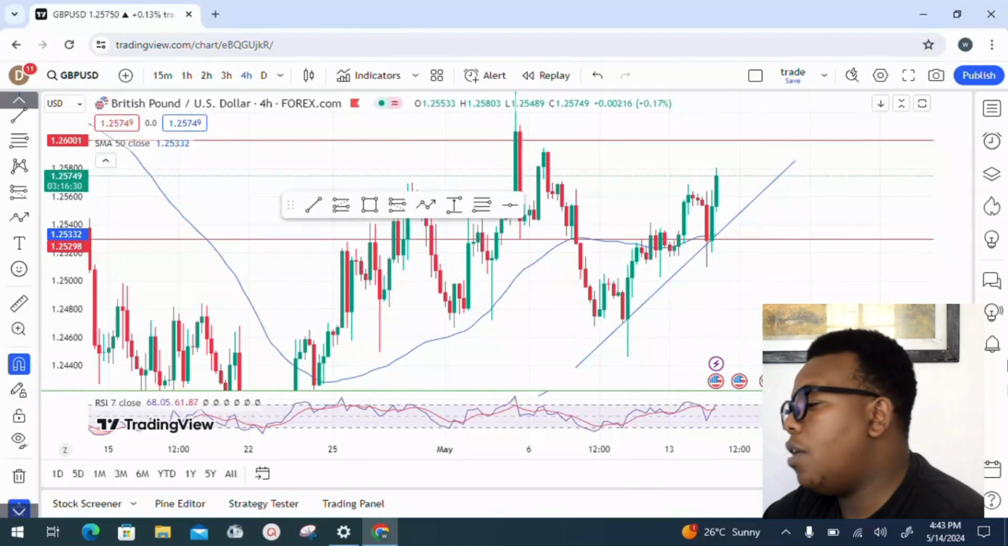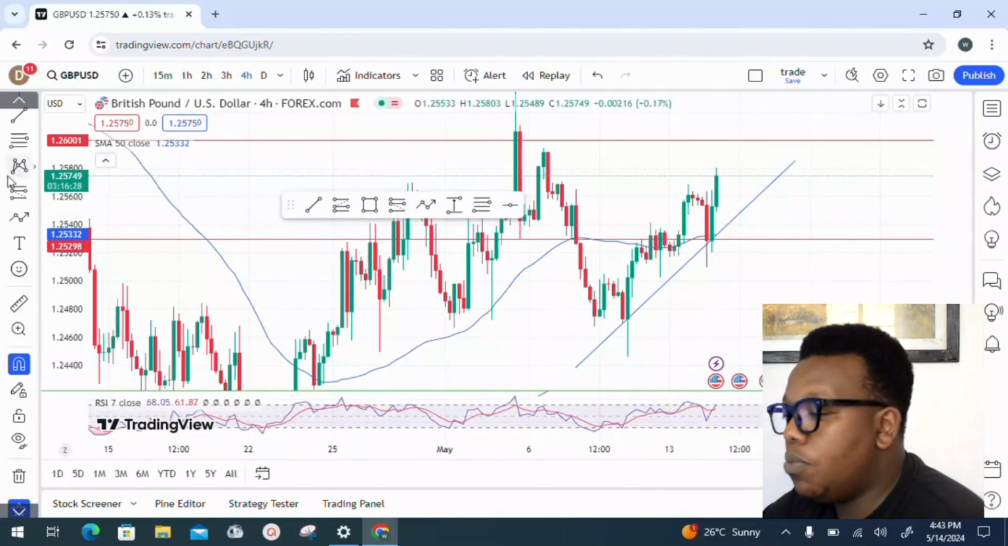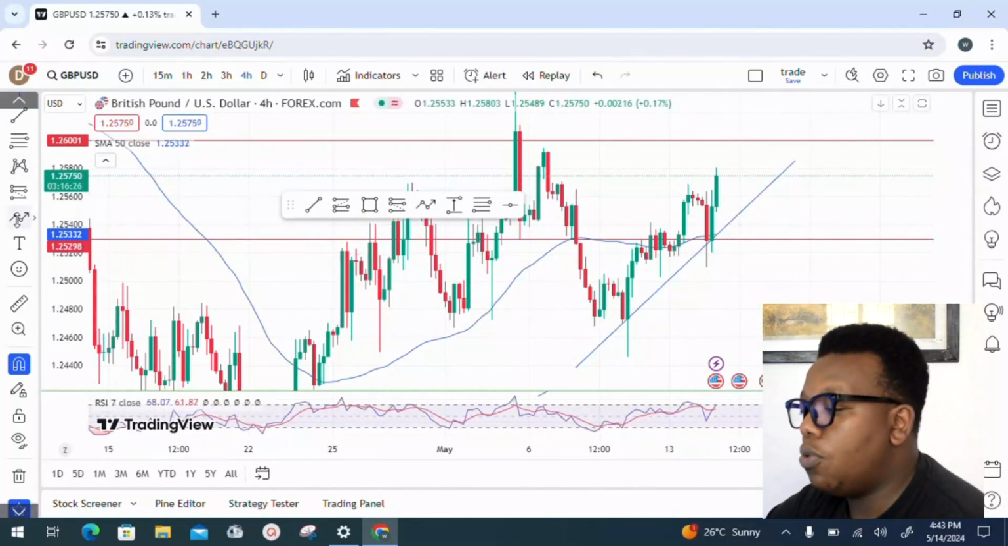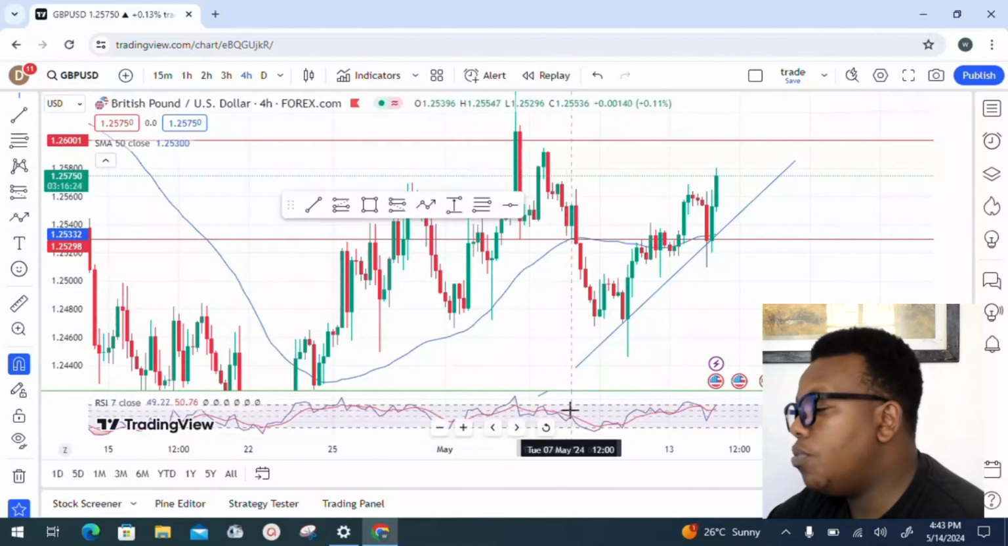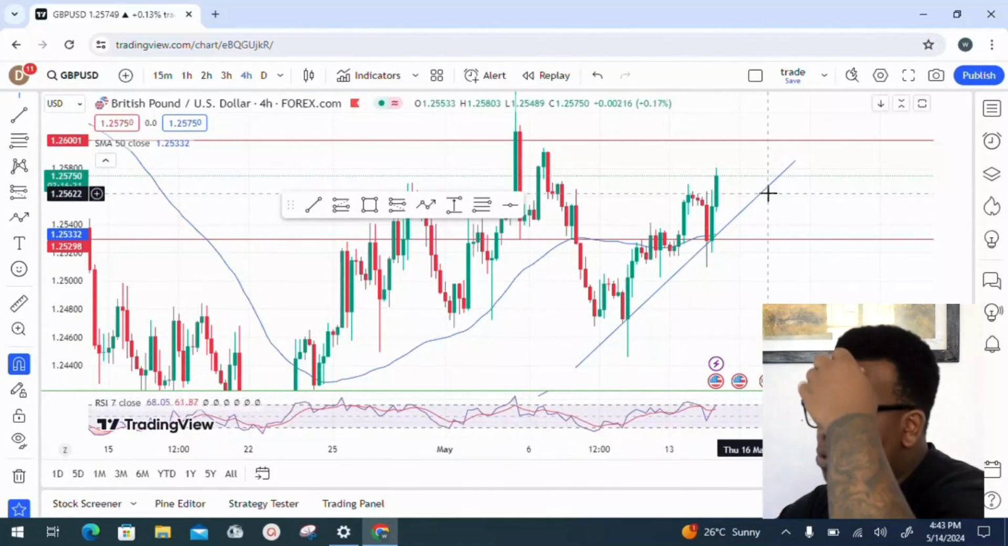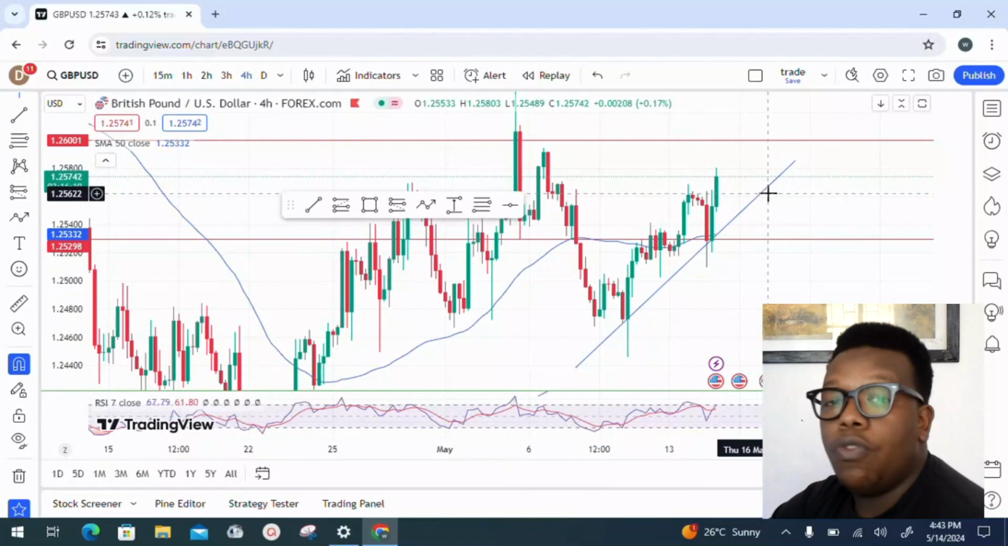So far right now we are still in an uptrend, so we should be looking for buying opportunities all through. All you just need to do is to make sure once the market comes to touch the trend line, you look for buying opportunities.